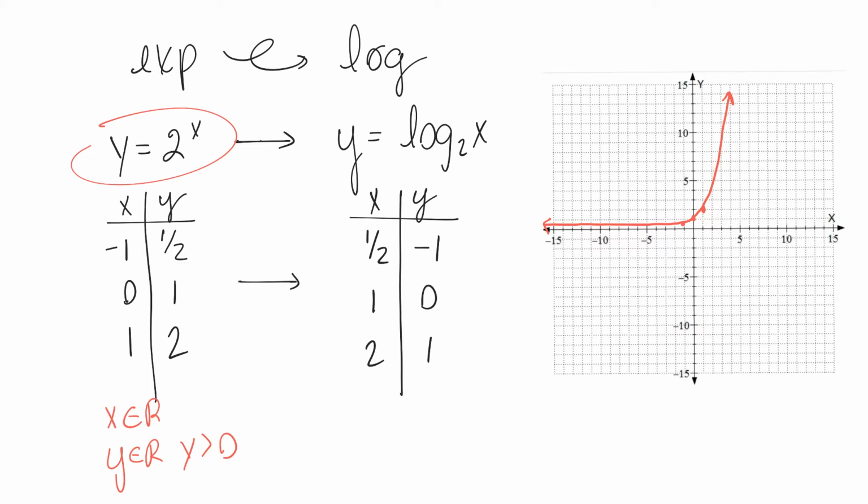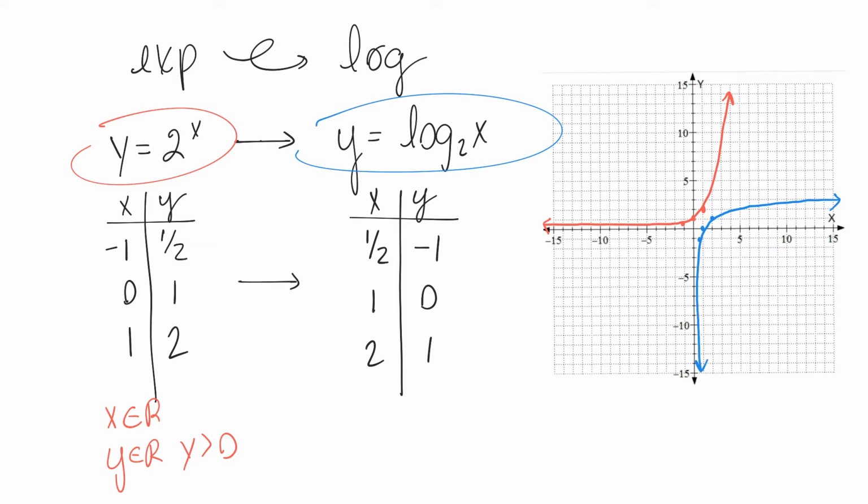So let's look at the log. I'm going to graph the log in blue. So I'm going to go over half and down -1, and over 1 and up 0, and over 2 and up 1. So I'm going to get something that's going to do this. And this is what the graph of my log looks like.